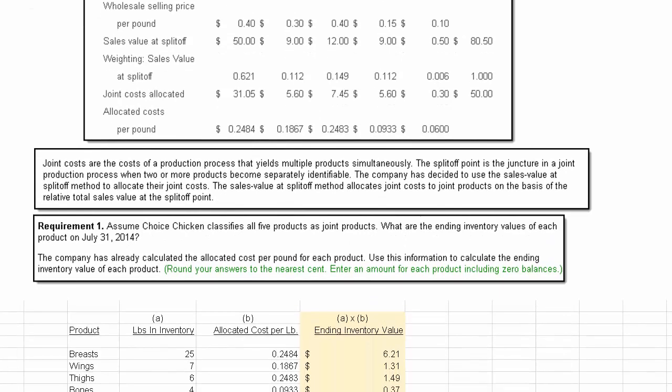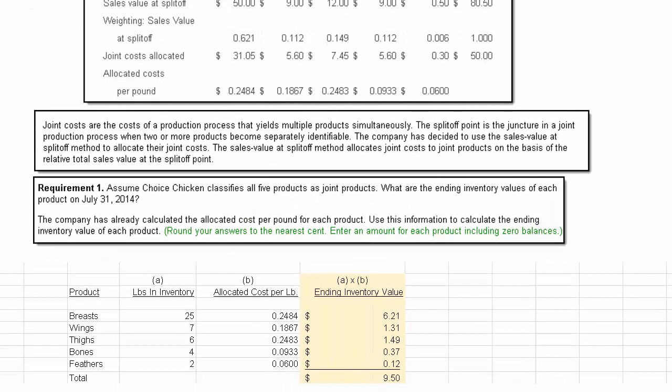Okay? So here's what you'd have to do. You go back in the information and ask, how many pounds did they have in inventory? And they gave us earlier 25, 7, 6, 4, and 2 for breast, wings, thighs, bones, and feathers. And then we have the allocated cost per pound, which they already gave us. We're treating that as a given. And then all we have to do is multiply the pounds in inventory by the allocated cost per pound. And that gives us our ending inventory value for each product. Okay? So we're able to come up with the total amount of ending inventory.